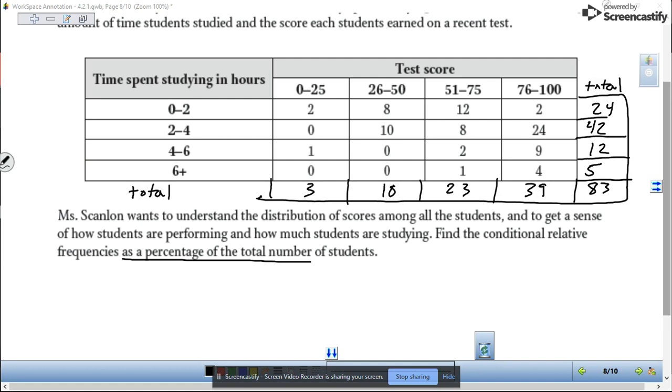Since we're doing it out of the overall total, this is the number we're going to be focused on. We're basically going to recreate this chart, and I'll show the work up here, and then we'll look at the conditional relative frequencies. We're going to divide every single number in the chart by that 83. So 2 divided by 83. 8 divided by 83. Every single number. I know this is time consuming. It just is what it is.